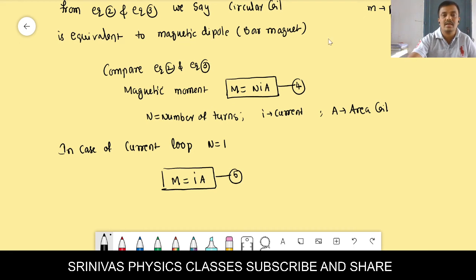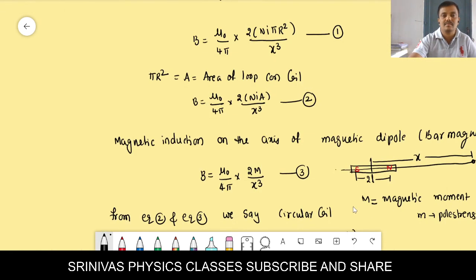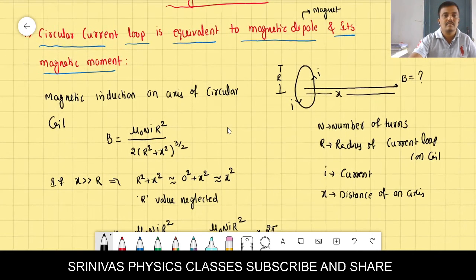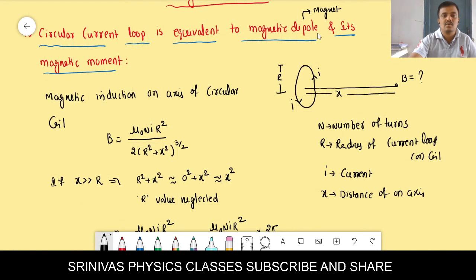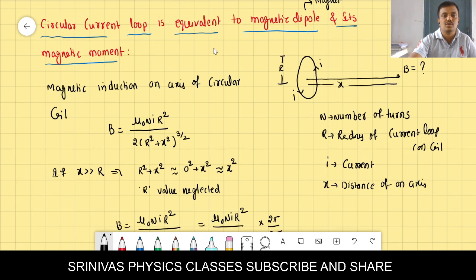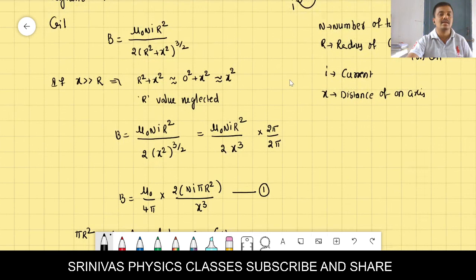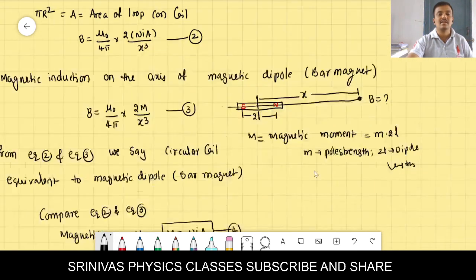What is our heading? Our heading is that a circular current loop is equivalent to a magnetic dipole, which we showed, because the formula for the field due to a circular loop is similar to the field due to a magnetic dipole. That's why both are equivalent, and its magnetic moment we found out. A circular loop behaves like a magnet, meaning it has a magnetic moment. The magnetic moment formula we derived is NIA finally. Understood? Clear everything?